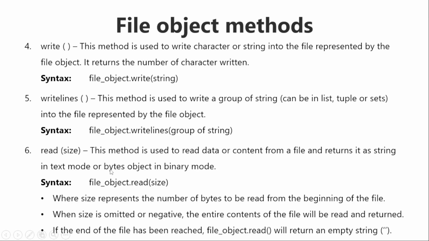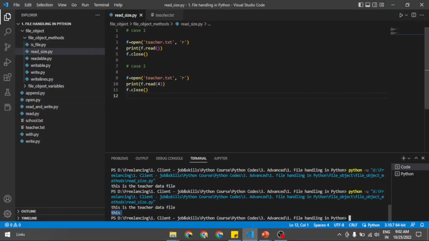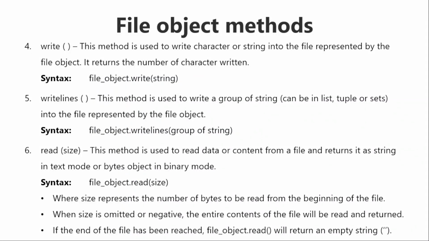In the syntax I have clearly mentioned everything. Here size represents the number of bytes to be read from the beginning of the file. So from the beginning of the file, it will read a set of data. That's why I have given the size here, and hence the data is read. In the second statement, where size is omitted or negative, the entire content of the file will be read.